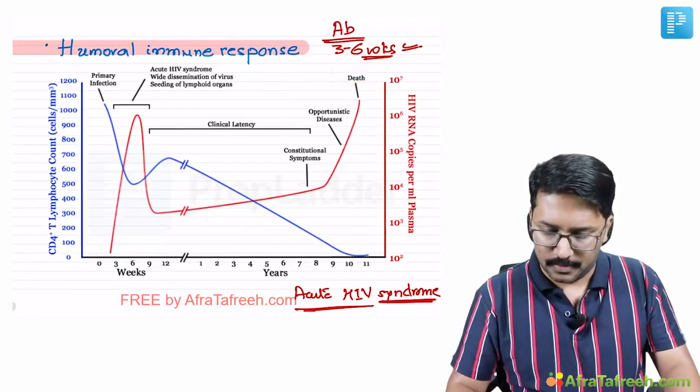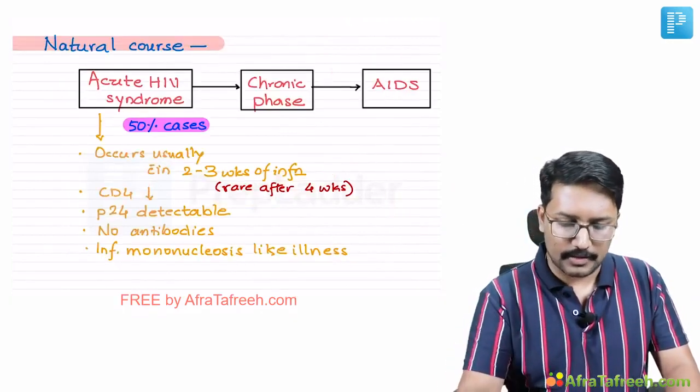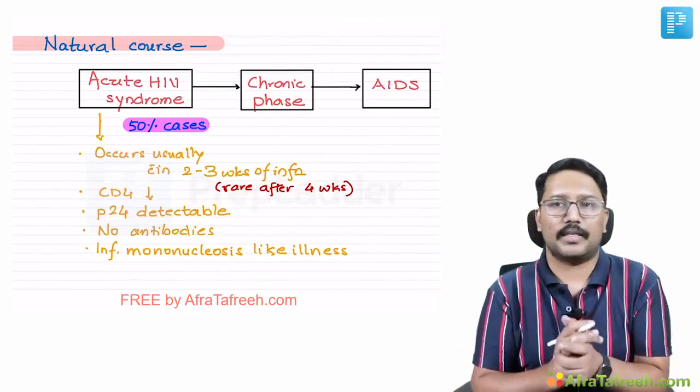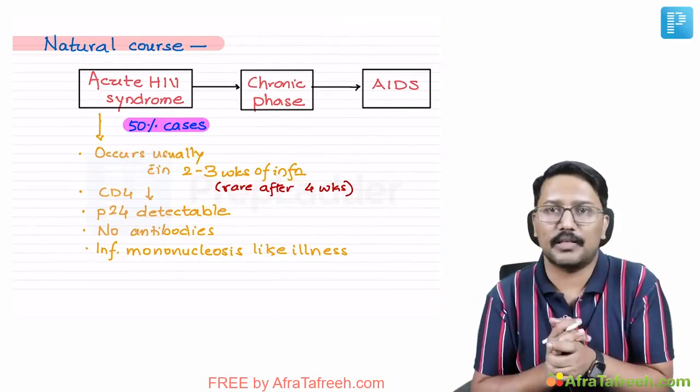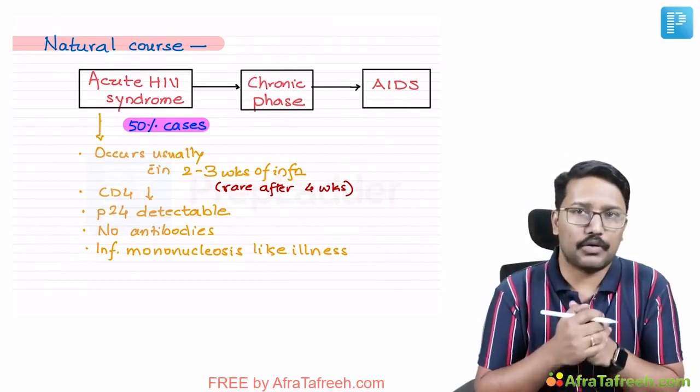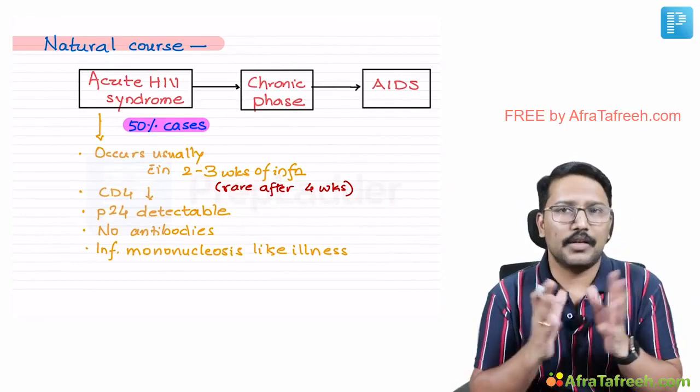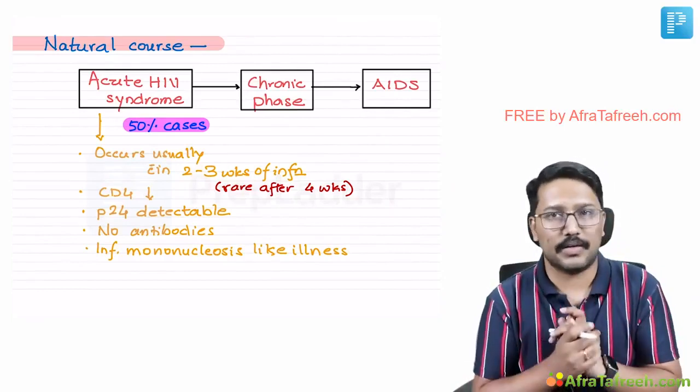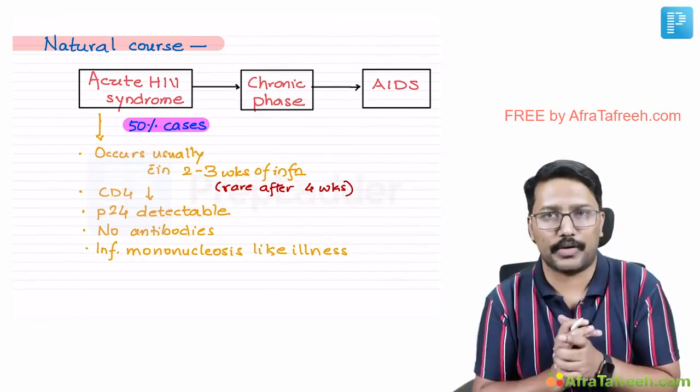Clear? Okay. Now, let us talk about the natural course of HIV infection. We have understood the basic pathophysiological process. Now, let us talk about the natural course. As I've already told you, after HIV infection, with an incubation period of around 3 to 6 weeks, sorry, not 3 to 6 weeks, roughly 3 to 4 weeks, right?